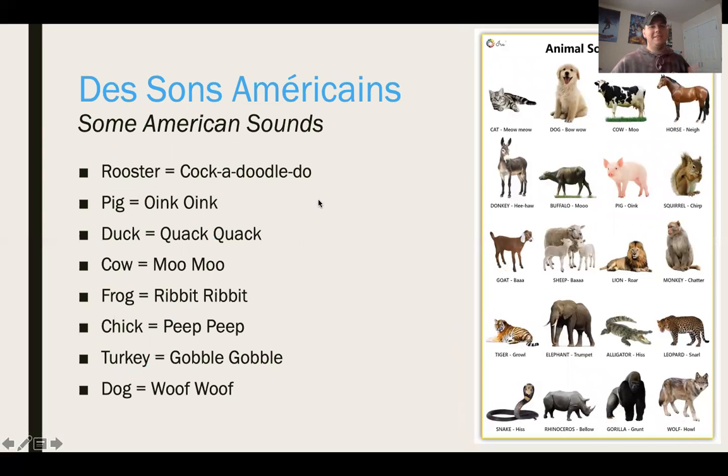But yeah, we have American sounds which you all should know and have probably said at some point in your life. So for a rooster, of course, cock-a-doodle-doo, a pig, oink oink, a duck, quack quack, cow, moo moo, and then a frog, we have ribbit ribbit, chick would be peep peep, a turkey, we have gobble gobble, and then a dog is woof woof. So yeah, the sounds are just a little bit different, and I'll have a video for that to show you where French people and American people compare their sounds. It's really cool. It's really funny.